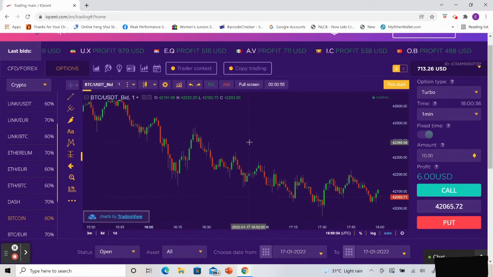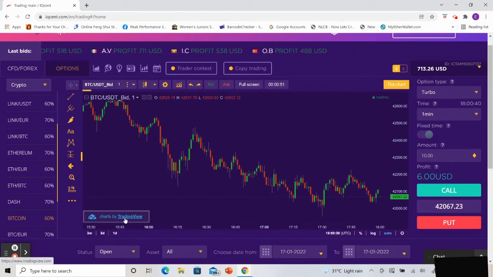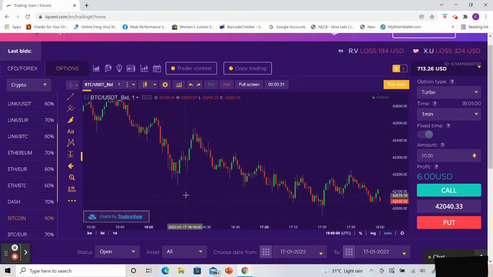So how do you do your analysis? If you notice where my cursor is, on the bottom left-hand side of the chart, you're seeing charts by TradingView. Instead of having to set up a TradingView account, you can do your analysis here, because this particular platform is merged with the TradingView platform. The first go-to again would be changing from your ticker chart to your candlestick.